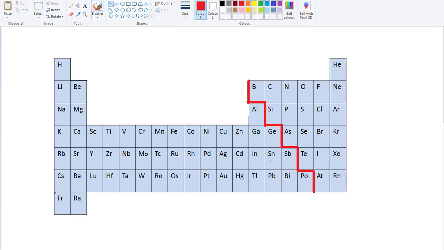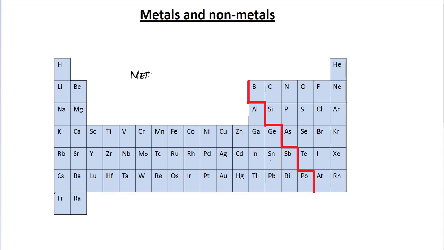What we class as metals are to the left of that stairway, and non-metals are to the right of that stairway. To understand the difference between the two, and how this stairway comes about, we need to understand exactly what we mean by a metal. Once we understand what a metal is, then we can understand what a non-metal is, and you should be able to see where this stairway comes from.